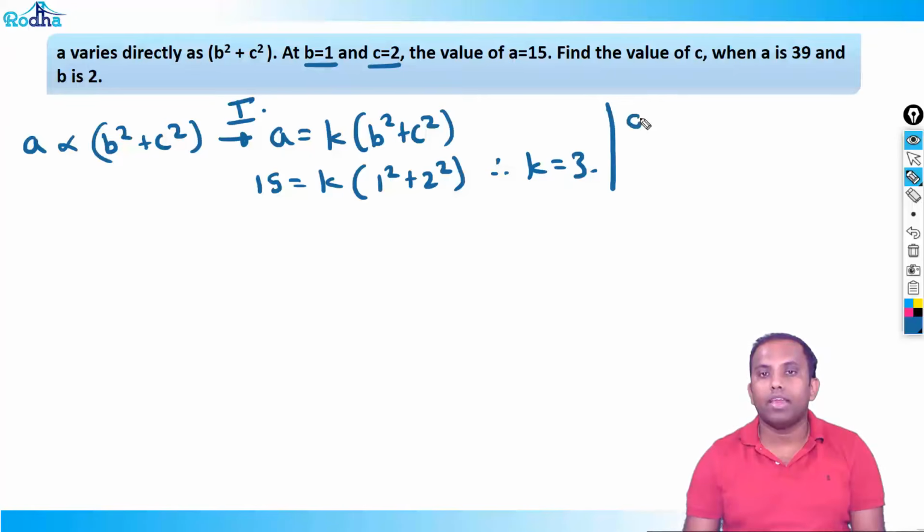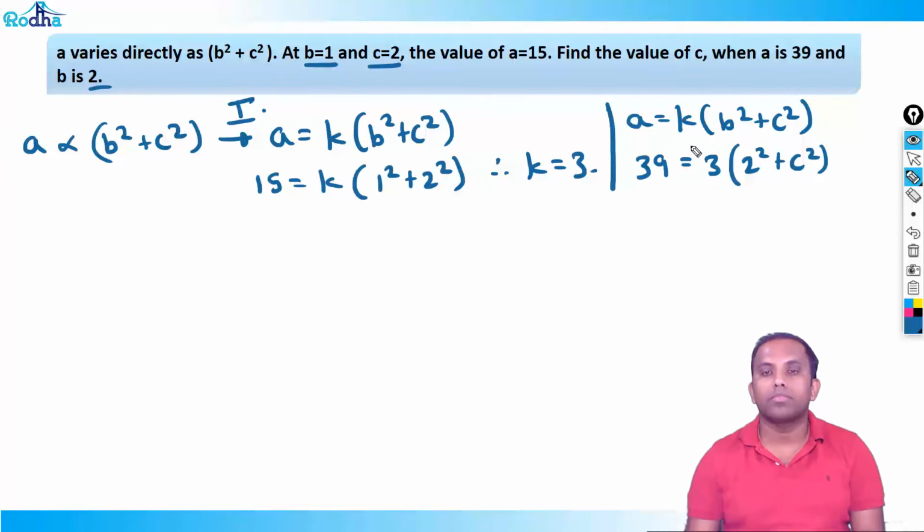So a is equal to k into b square plus c square. I know a is 39. I know k is now 3. I know b is given as 2. So 2 square plus c square, right? So what do you get from here? You get c square plus 4 is equal to 39 by 3, right? I hope it is correct now. A is 39 and b is 2. So 39 by 3 is 13.